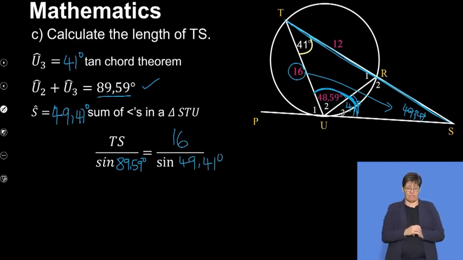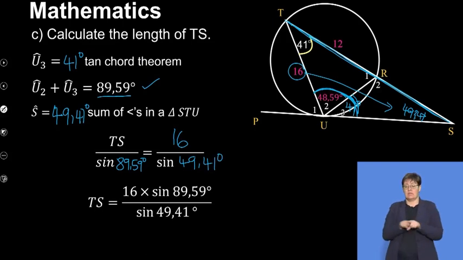So it's going to be 16 over sine of 49,41 degrees. Okay, now we're going to rearrange that to make TS the subject of the formula. So it will be 16 times sine of 89,59 degrees divided by sine of 49,41. Put that into our calculator, and we end up with TS being approximately 21,07 centimeters.